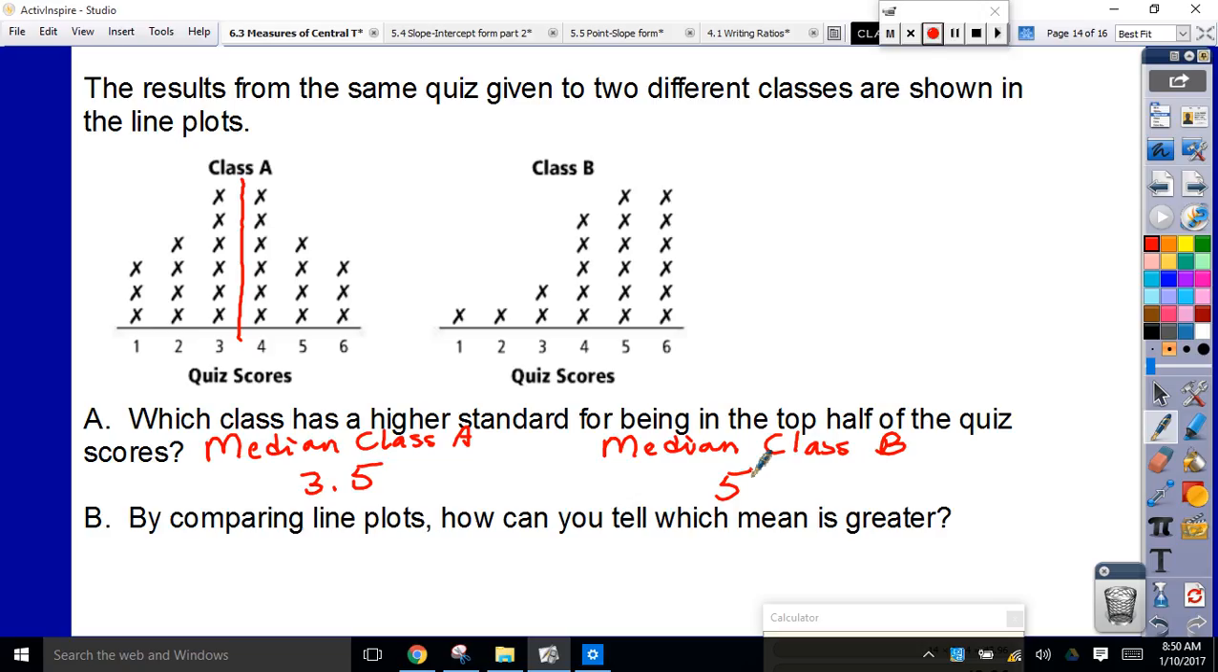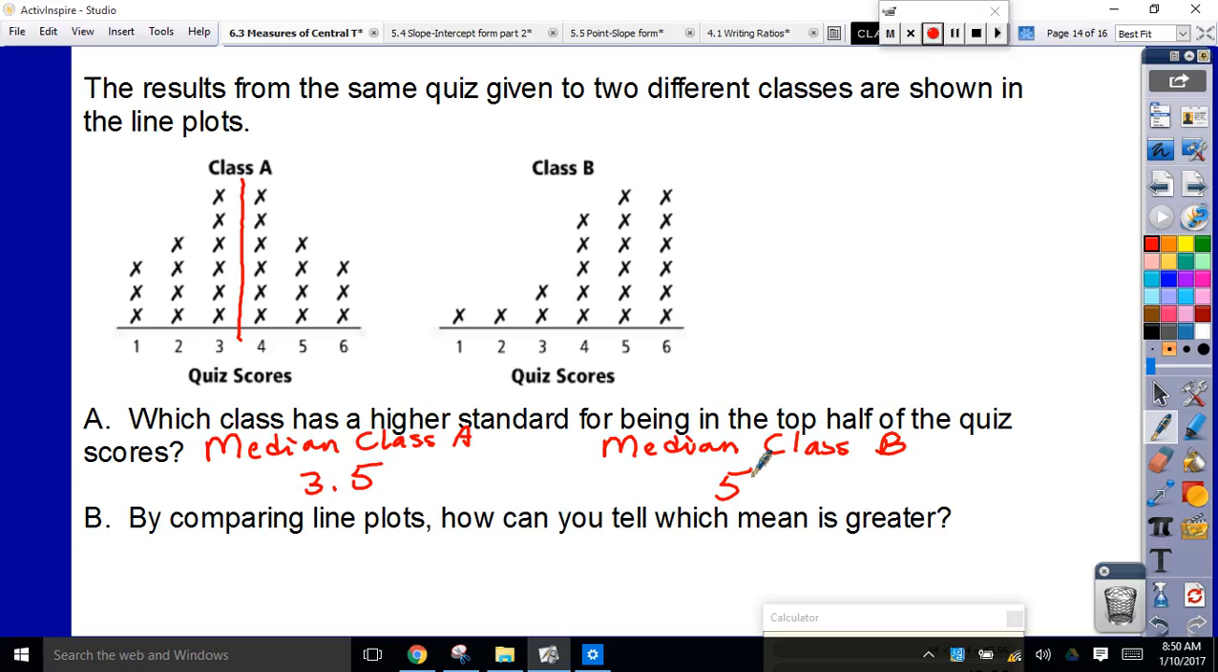And we could also go through to find the mean. It just asked you, by comparing line plots, how can you tell which mean is greater? Well, B has more values to the right, so we would assume that the mean and also the median would be higher because the data is shifted to the right.